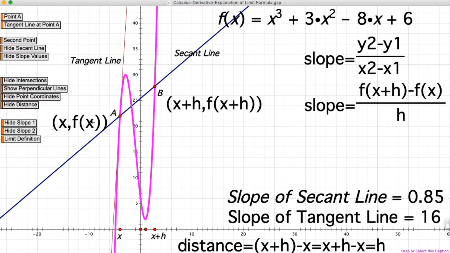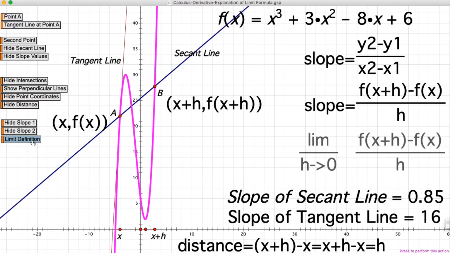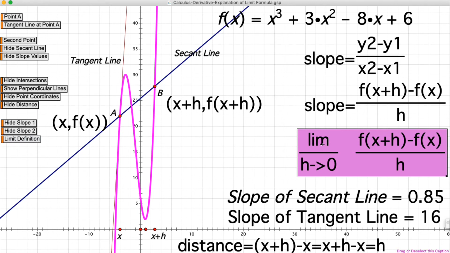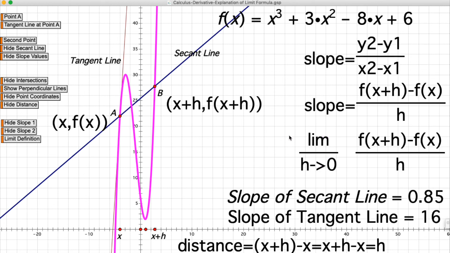Now, I say that when my distance goes to 0, when my distance becomes very small between A and B, that my secant line will become my tangent line. And this is what the definition using the limit says. It says the limit as the distance between the 2 points goes to 0, of f of x plus h minus f of x over h will give me the slope of my tangent line. And that is where the limit definition of the derivative comes from.